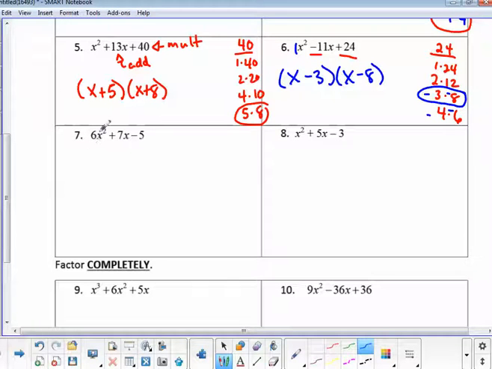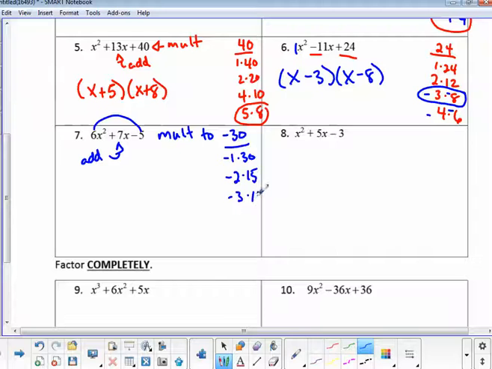But then you get to a problem like number 6, and there is a number in front of the x squared, so this is going to be a little bit longer. You want numbers that multiply to the first times the last, so they have to multiply to negative 30. And they're going to add still to 7. So multiplying to negative 30, negative 1 times 30, negative 2 times 15, negative 3 times 10, negative 4, no, that doesn't work, negative 5 times 6. Alright, so of these numbers, the ones that add to 7 are negative 3 and 10.